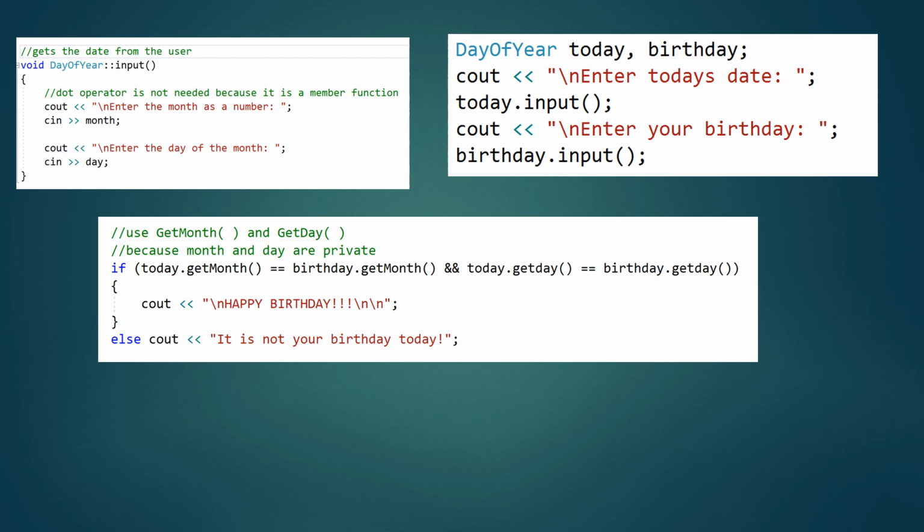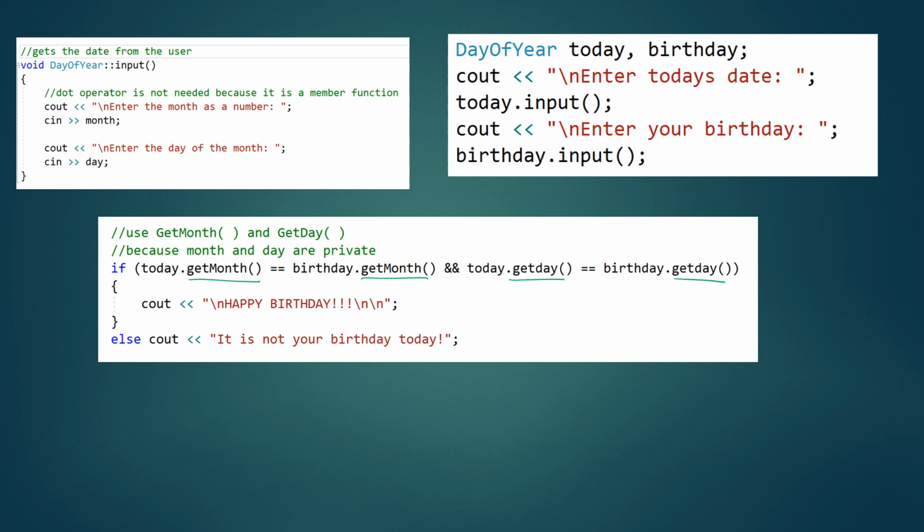Then if I wanted to check to see if the day today that was input by the user matches the birthday that was input by the user, in order to access the private member variables, I would have to use the accessor functions. So I could access the month of today and the month of birthday and the day of today and the day of birthday to check to see if they match.